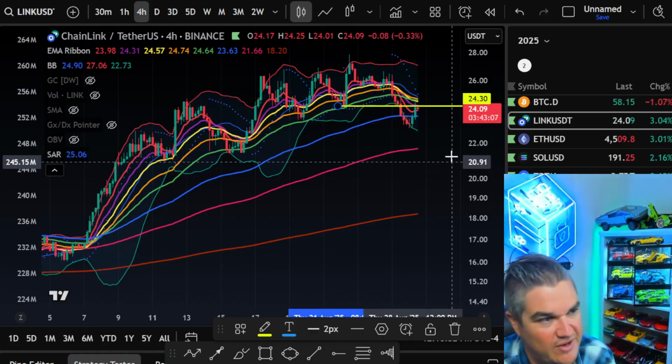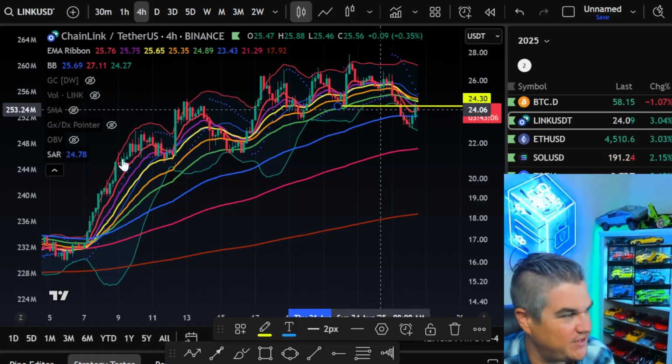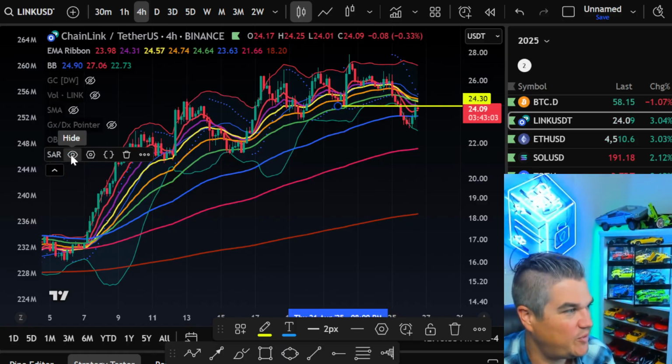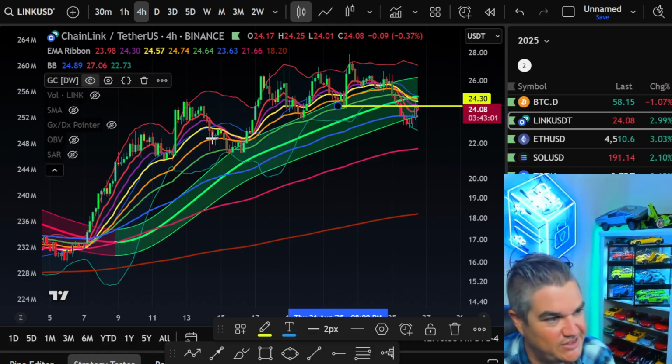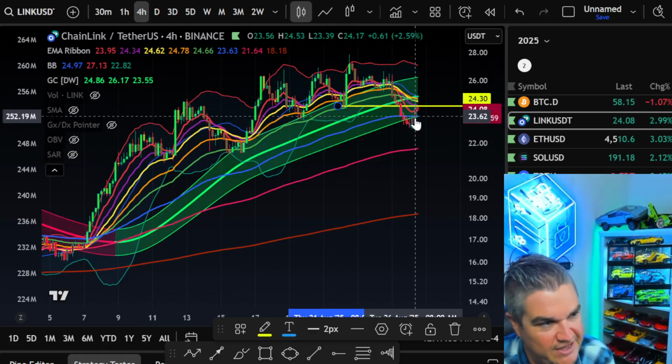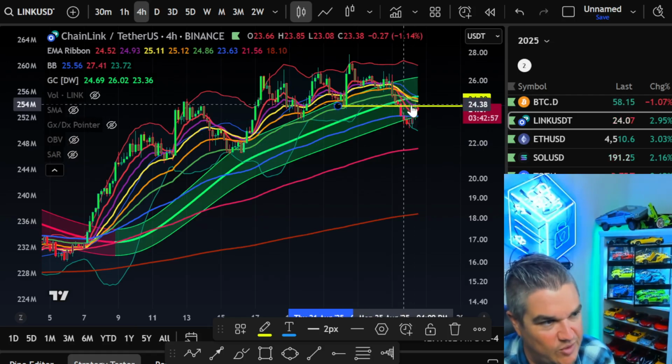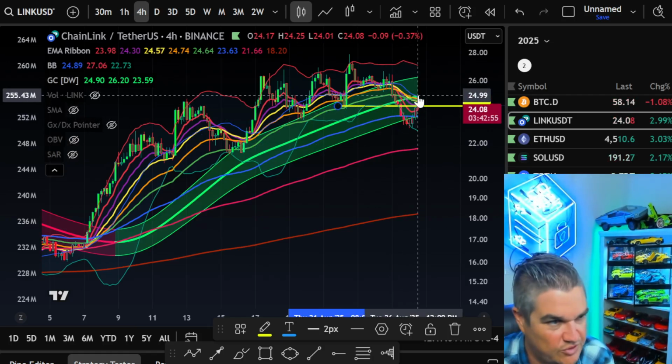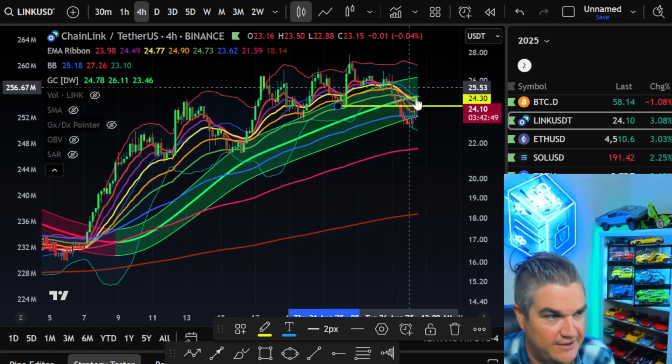If we look at the parabolic SAR, you can see our uptrend triggers kind of right there. So we want to be watching for that. If we look at the Gaussian channel, we've fallen underneath here. So by definition, we're a little bit weaker. $25 cancels all that. So for the bulls, it's 25. We got to do that.